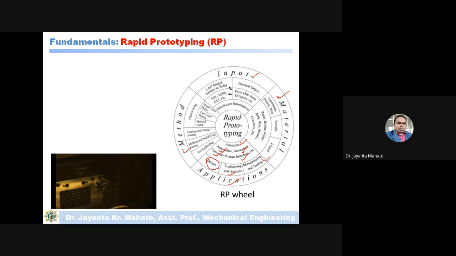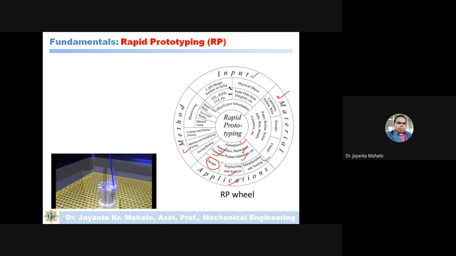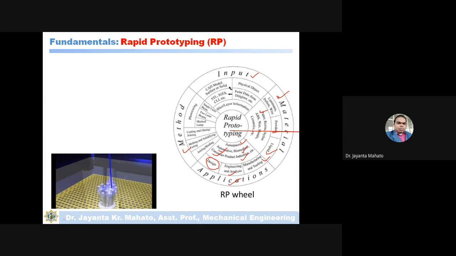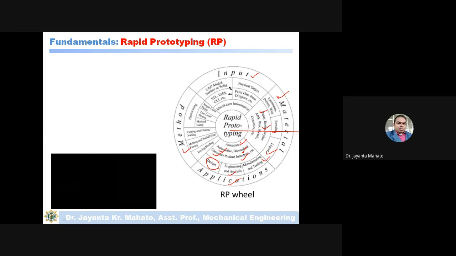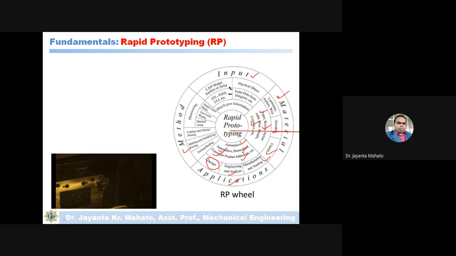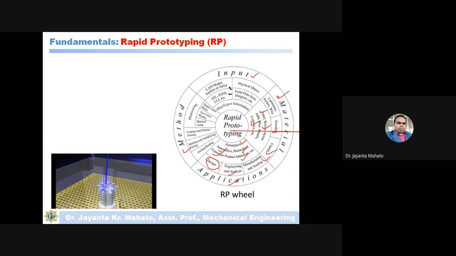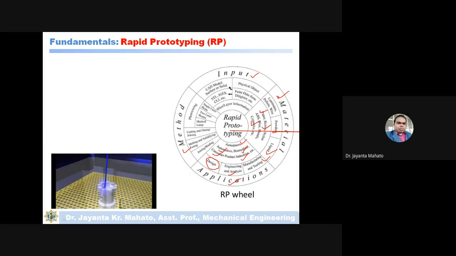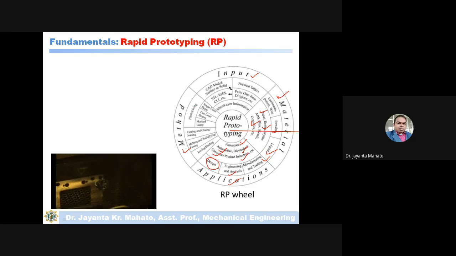Materials means different types of materials can be manufactured by this manufacturing process, like powders, even liquid, paper, resins, polymers, ceramics, metals. All types of materials can be manufactured by these processes. Different types of methods can be involved. Methods are involved in this rapid prototyping process, like joining can be done, casting can be done.